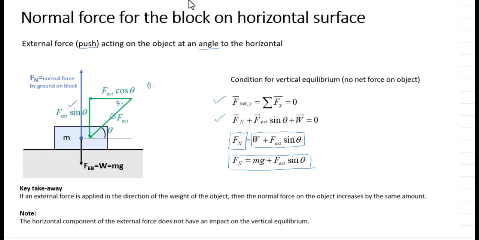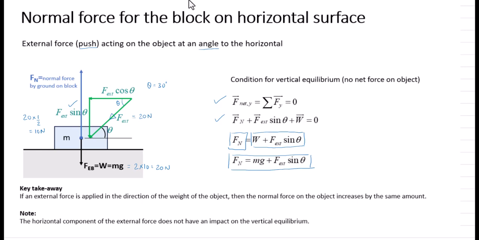So if theta is 30 degrees and let's say the mass is 2 kg, so this is 2 times 10, which is 20 Newton, the weight of the object. And what will be Fext sine theta? Let's say I apply Fext also as 20 Newton. So Fext sine theta will be 20 times sine 30, which is 1 by 2, which is equal to 10 Newton acting vertically down.